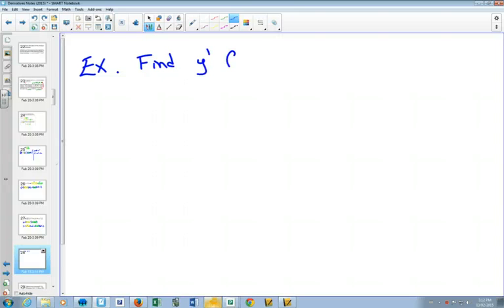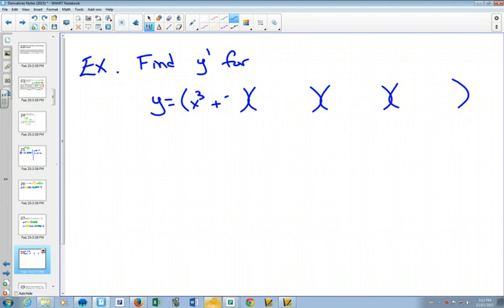Find y prime for y equals a product of eight functions, in brackets. Okay? Four of them. We'll make each of them fairly nice.